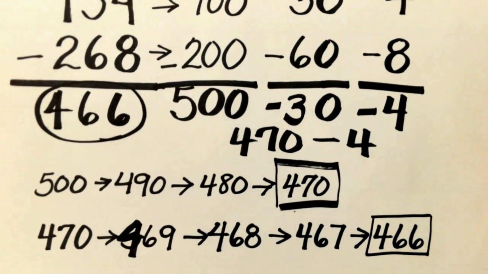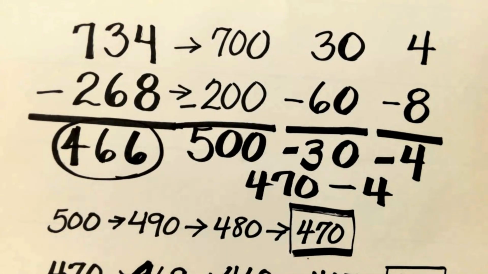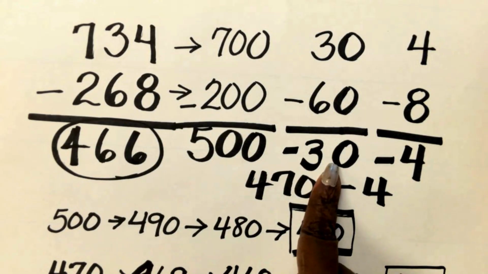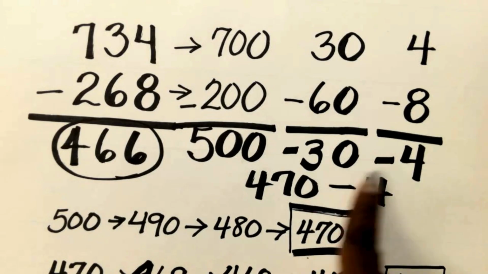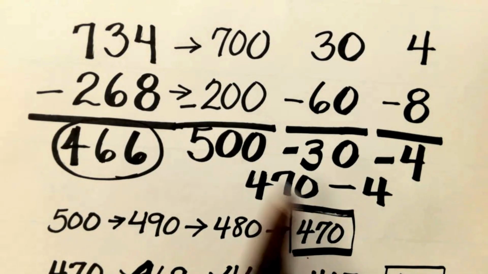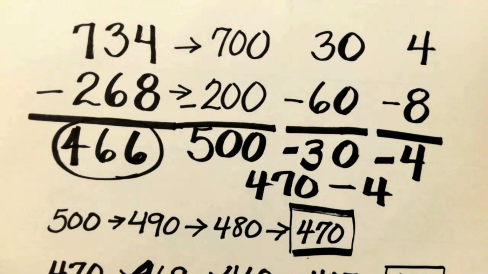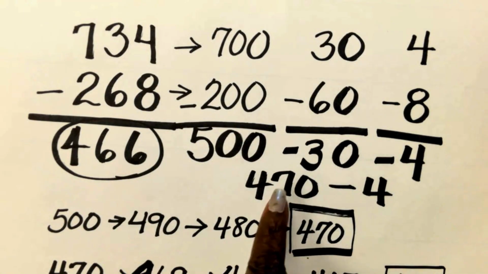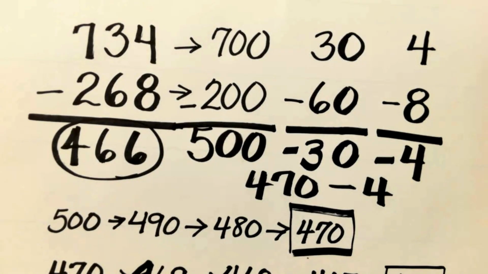That's my answer. And remember how I said we're trying not to do the regrouping. This is partial products, and this is what we're doing. 500 minus 30 is 470. Take away 4 more, and that gives us 466. Because if I count 69, 68, 67, 470. Okay? We're going to do one more.